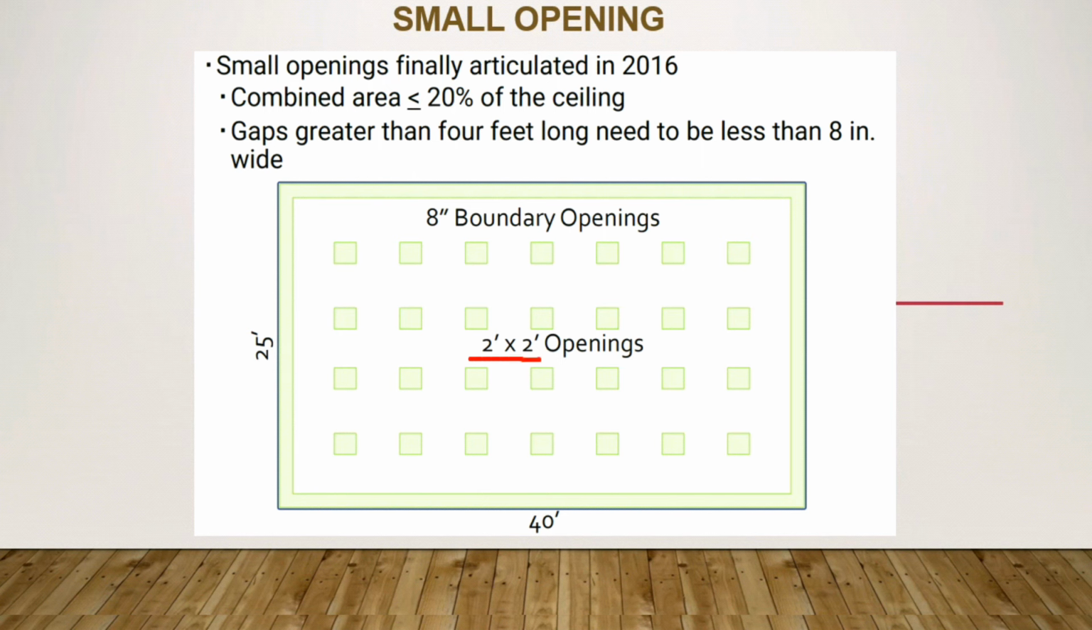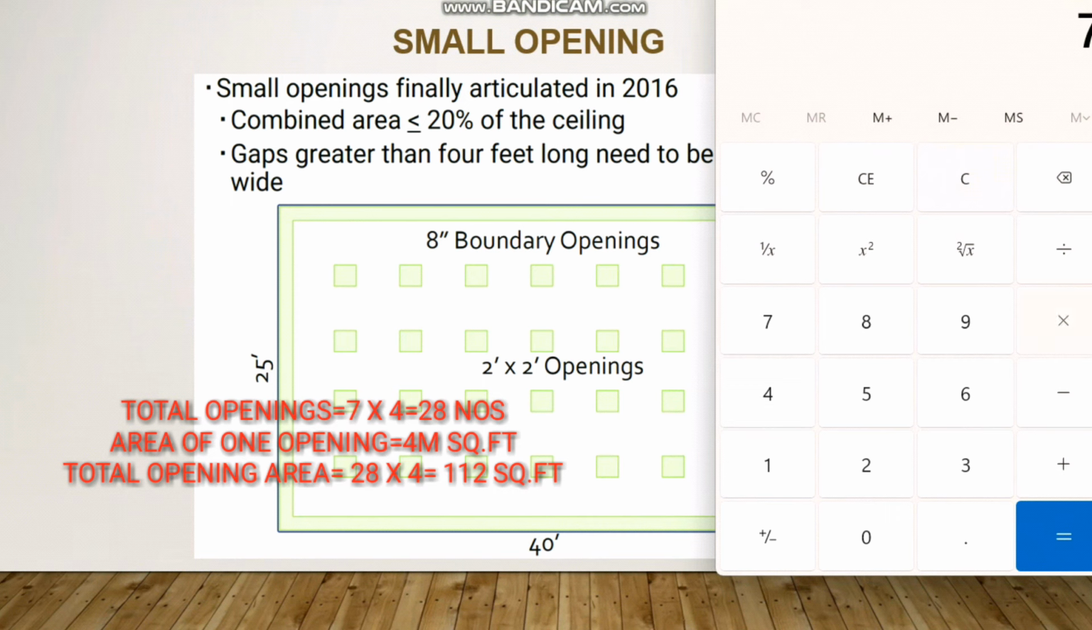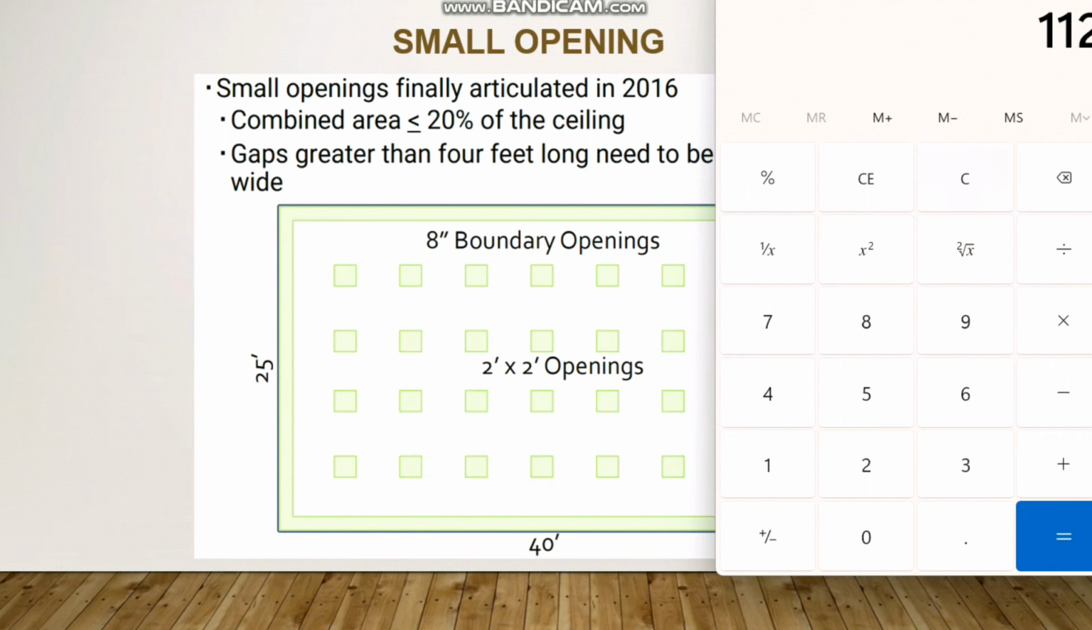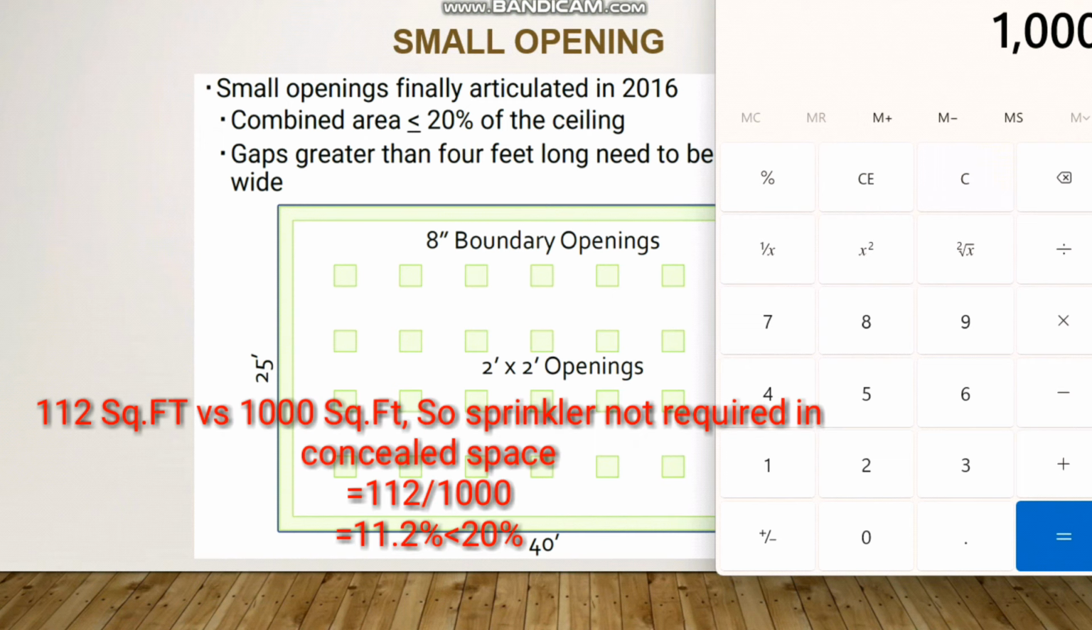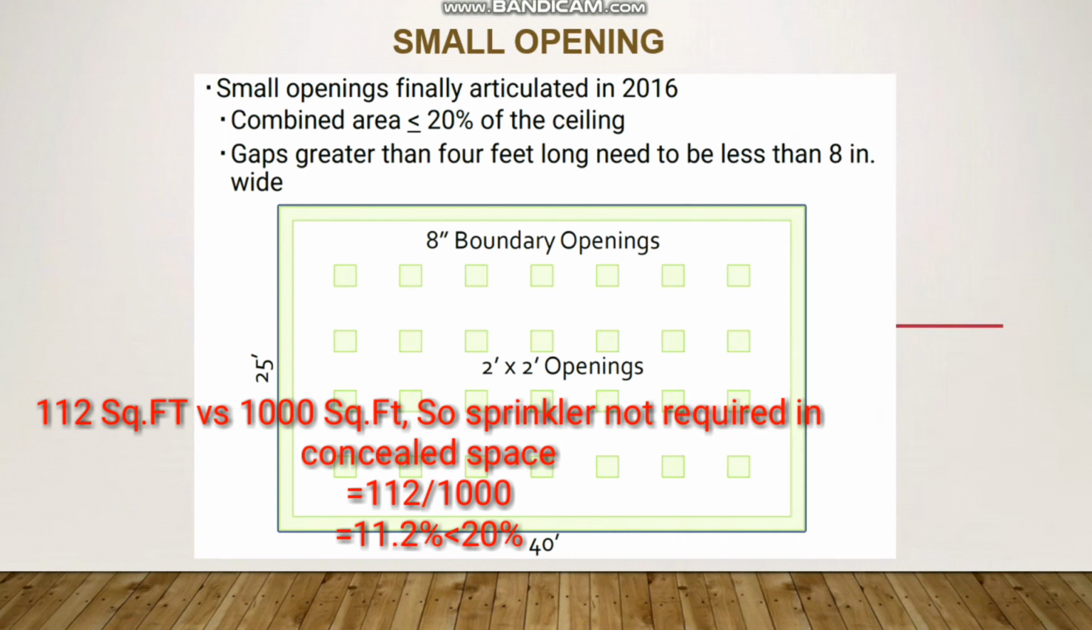Here we have 2 feet by 2 feet openings. The number of openings you can see: 1, 2, 3, 4, 5, 6, 7. So total 7 in one row, and you can see 7 by 4, which is a total of 28, each with an opening area of 2 feet by 2 feet, total 4 square feet. So it is 112 square feet of opening area, and the total room area is 40 by 25, which is 1000. Comparing 112 with 1000, it is less than 20% of the ceiling area, so we don't need to provide the sprinkler here.